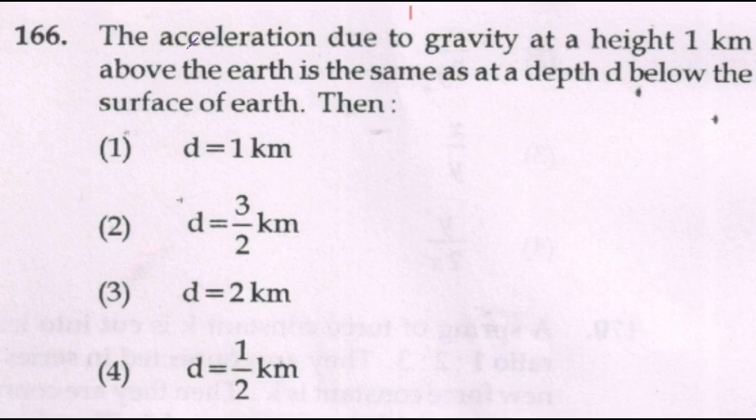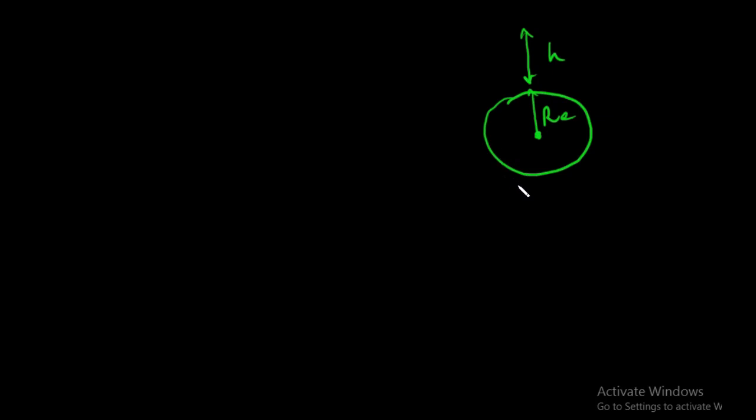This is given as the acceleration due to gravity at a height 1 kilometer above the earth is the same as at a depth d below the surface of the earth. Although this seems like a very simple formula-based question, I want you to know how we arrive at that solution. It's very simple. Above the earth, this would be 1 minus something like 2d by r, and below the earth it would be 1 minus d something by r, whatever. But how do we arrive at this formula? I'll tell you now.